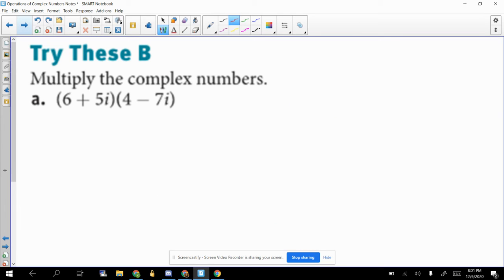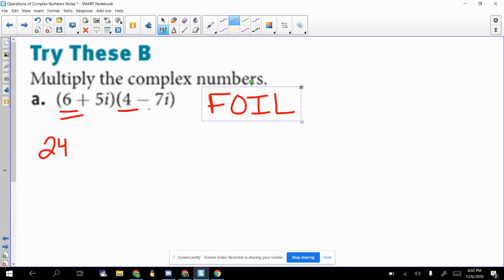So first one, multiply the complex numbers. We have 6 plus 5i and 4 minus 7i. In this first one, I'm going to use FOIL for those of you who prefer the FOIL method. So I am going to do my first times my first. 6 times 4 is 24. Then I'm going to do my outers. So I have 6 and negative 7i. So 6 times negative 7i is negative 42i.